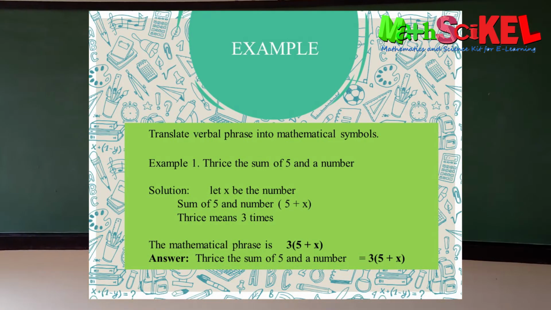Translate verbal phrases into mathematical symbols. Example number 1. Write thrice the sum of 5 and a number. Solution. Let x be the number. The sum of 5 and a number is written as the quantity 5 plus x. Thrice means 3 times. The mathematical phrase is 3 times the quantity 5 plus x.